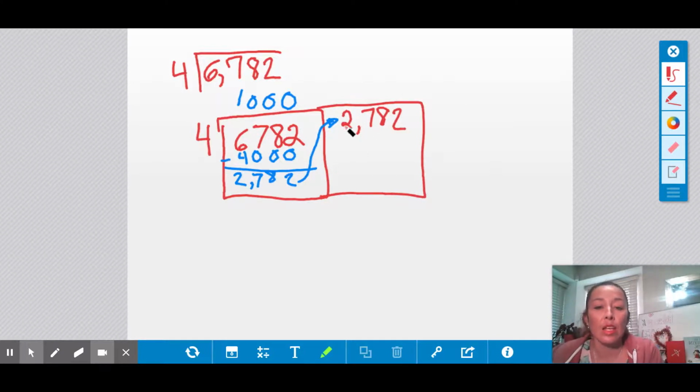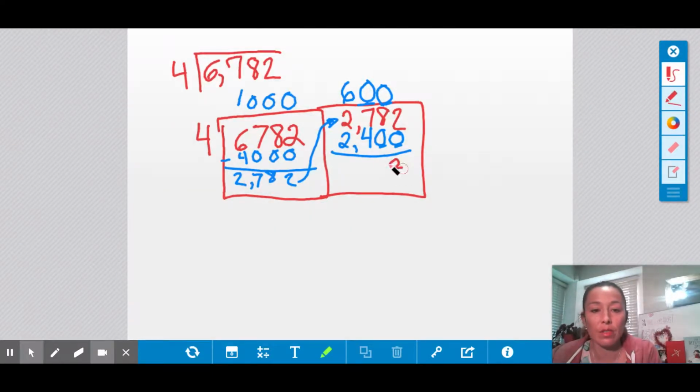Let's see. You know what? Let's be smart and use as big of a number as we can. I know that 4 times 6 is 24. But I need some zeros. So watch this. 2 zeros. Boom, boom. 2 zeros. Boom, boom. 4 times 6 is 24. That means 4 times 600 is 2,400. Remember the rule of zeros. And that will help me get rid of some of these numbers much faster.